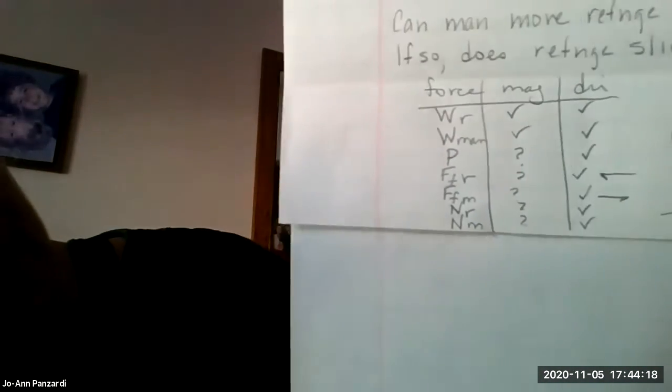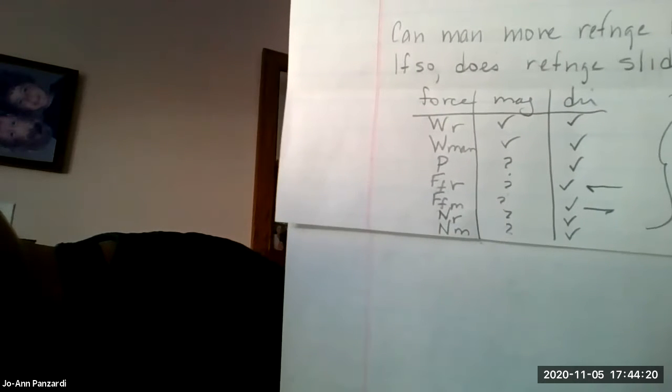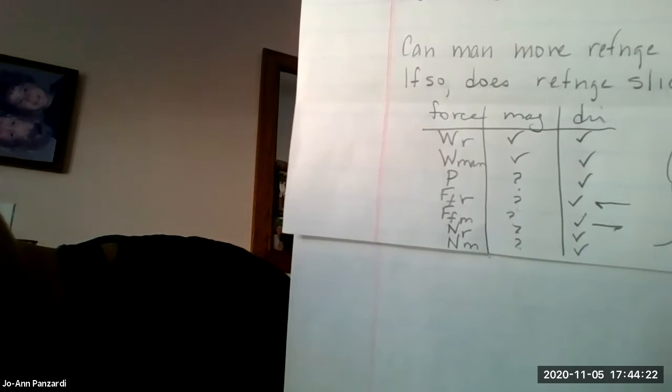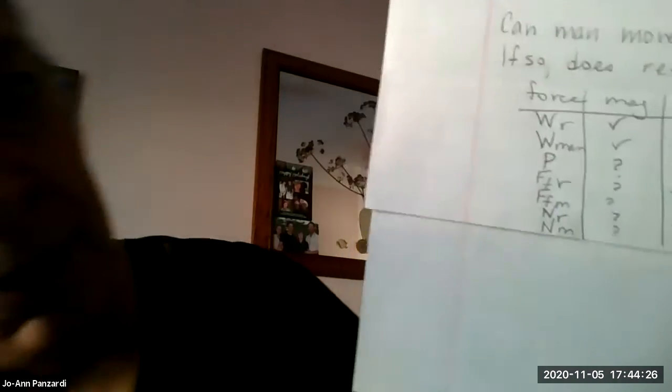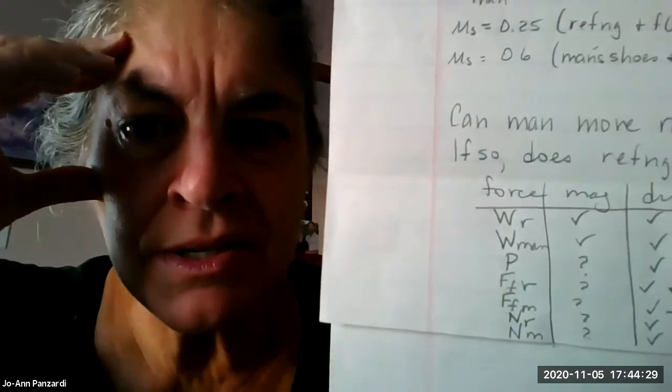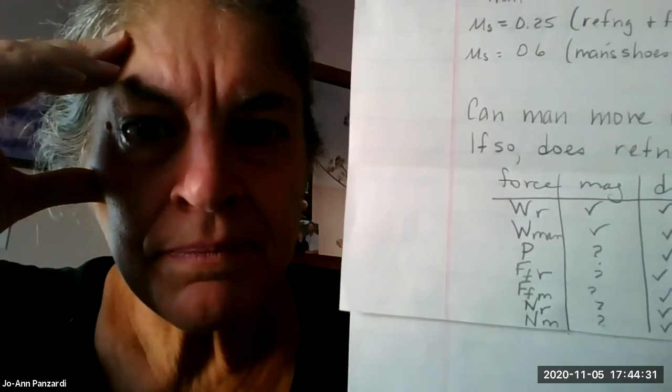So this is what we have: the weight of the refrigerator, the weight of the man, the P force that the man is putting on the refrigerator, the two frictional forces, and the two normals. Anything else? I think that's it. Okay, great.